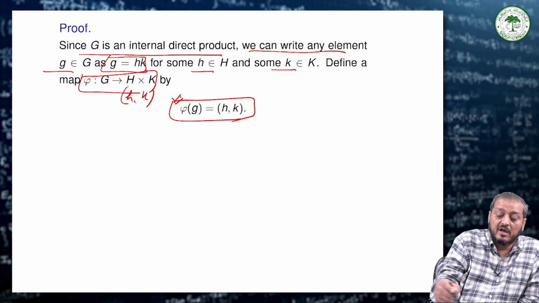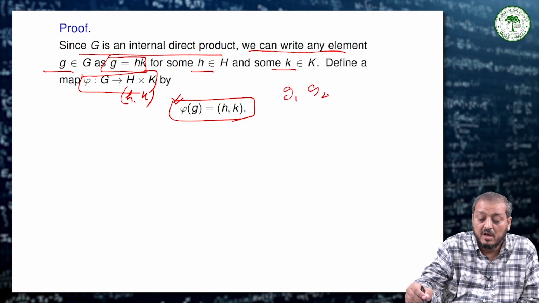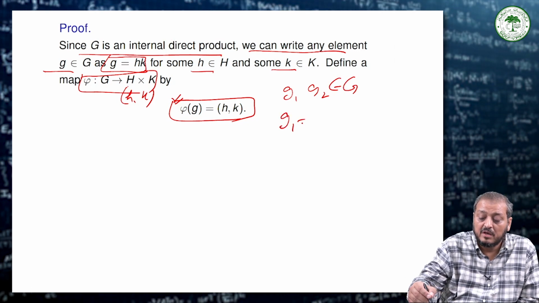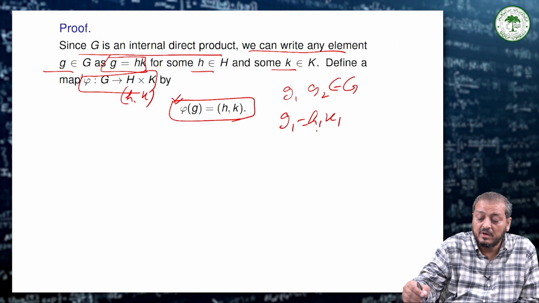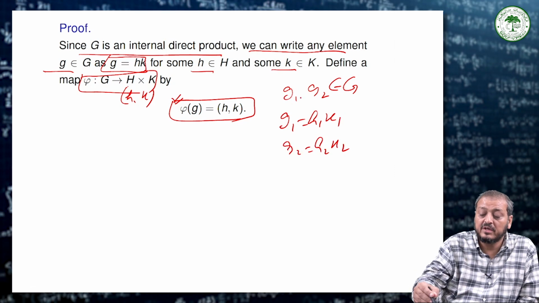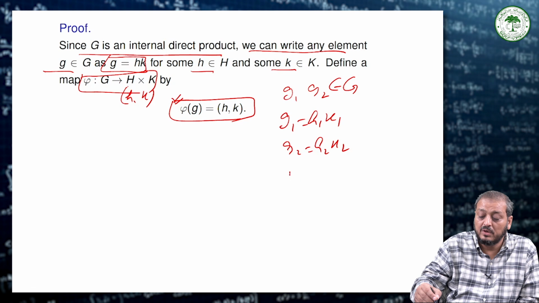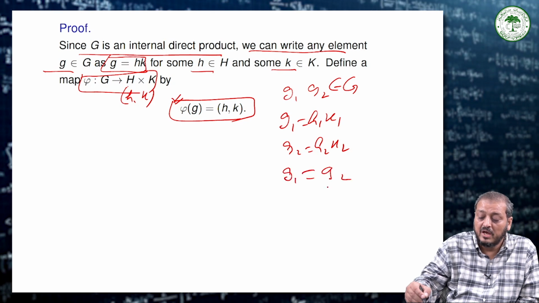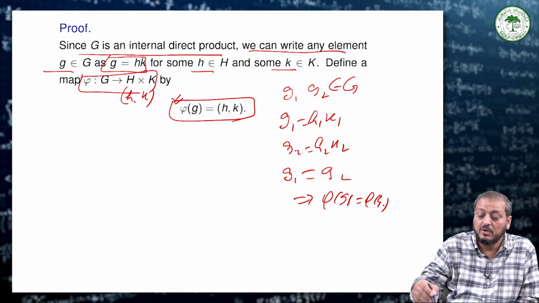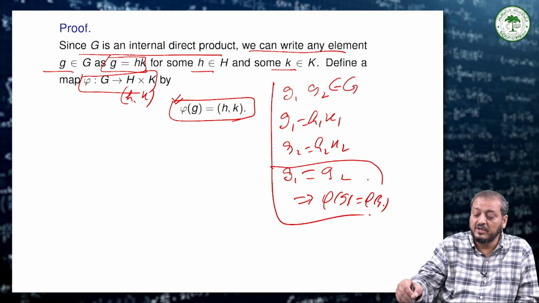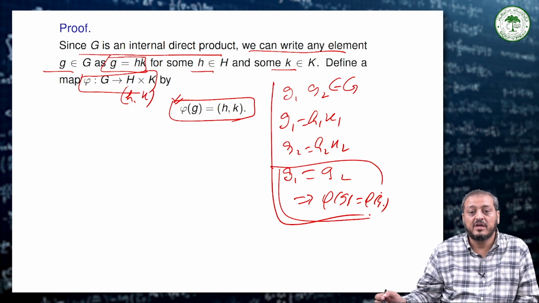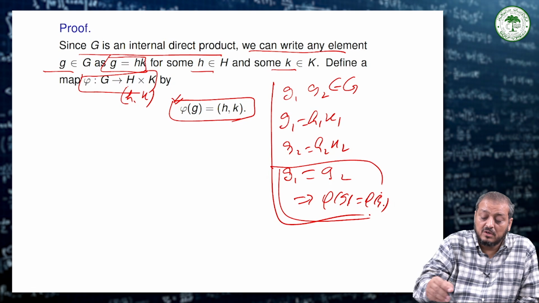So we take two elements g1 and g2 of G. Because G is an internal direct product, g1 can be written as h1 k1, and g2 can be written as h2 k2. Taking g1 equal to g2, we then have to show that phi of g1 is equal to phi of g2. If we succeed in proving this condition, then we can say that this map phi is a well defined map. So let's begin.